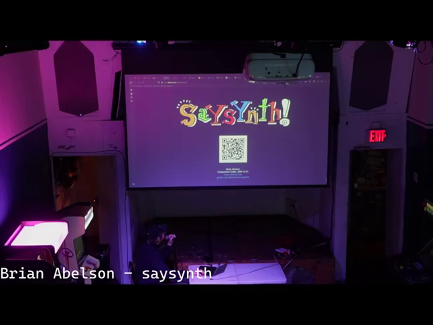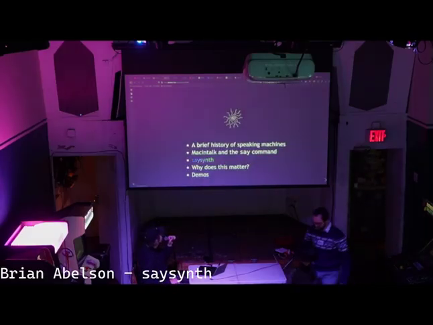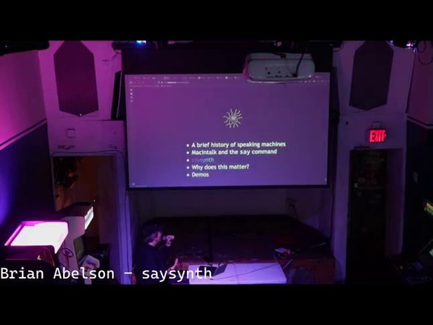Okay, so yeah, I'm talking about Saysynth, which is a synthesizer I built on Mac's text-to-speech framework, or more popularly known as the Say command. But I'm going to talk more generally about speaking machines over time and why they matter, especially in the context of AI.